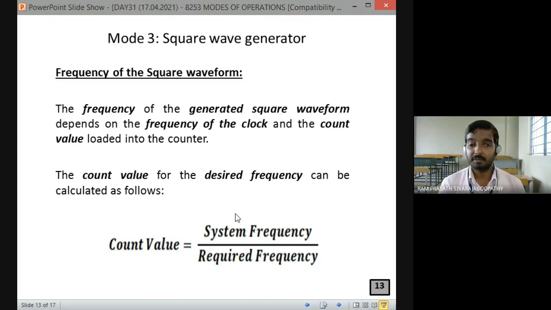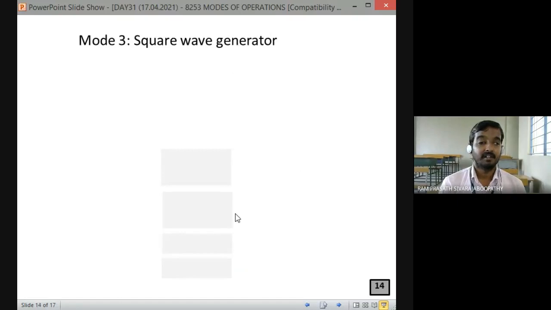Can we have an example for this? Okay, fine. Okay, let's finish the square wave fully, then we can go with the example.